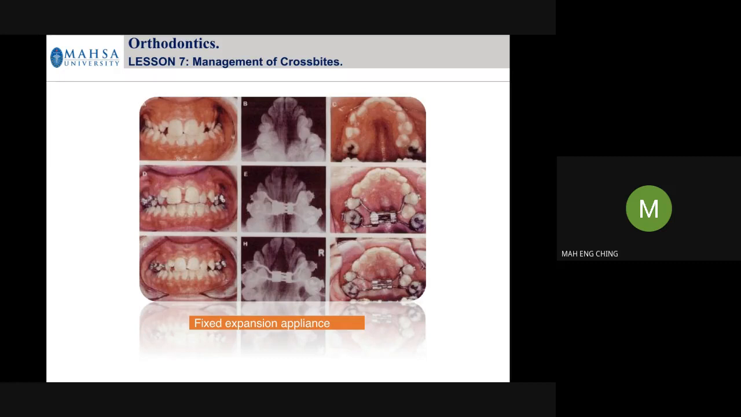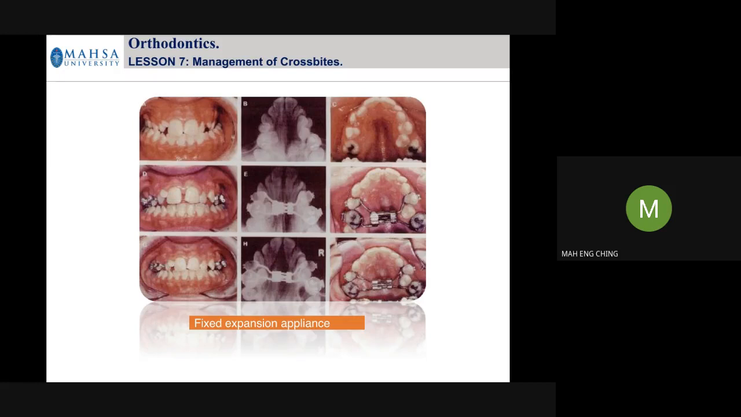So if you turn the screw twice daily, so about 0.5 millimeter activations, we do it for about 1 to 2 weeks. You should call the patient back every week just to see how they're doing. So if you expand 3.5 millimeter per week, then that's how you're going to get it. And look at the middle pictures. They have a median diastema.